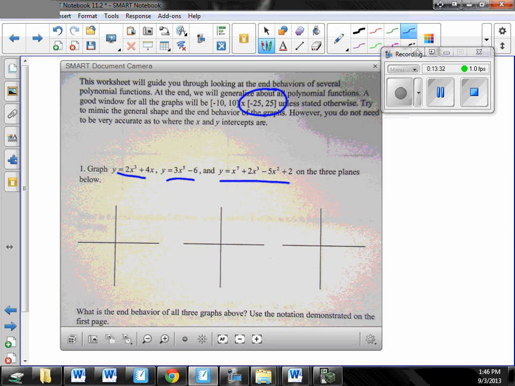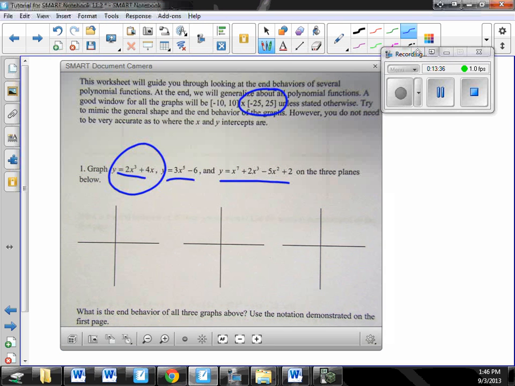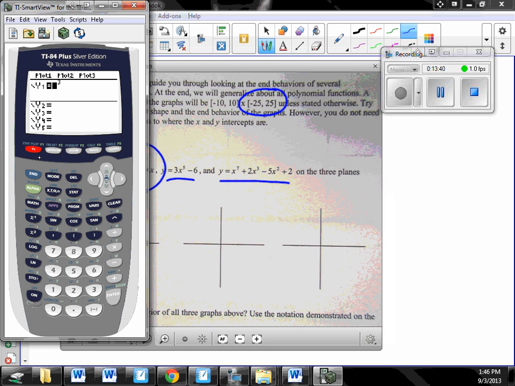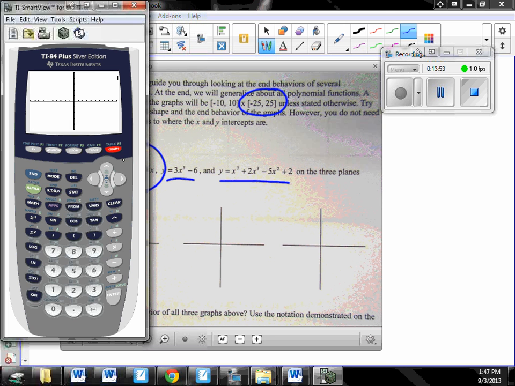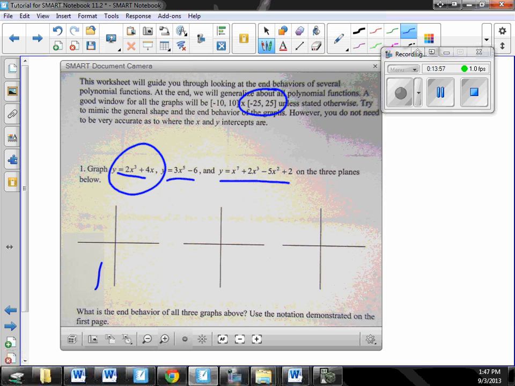So graph this, but we'll just do one together. So let's graph the first one. So y equals, read that off for me, somebody. 2x to the third plus 4x. Is that it? Okay. Then push graph. And it looks like this.